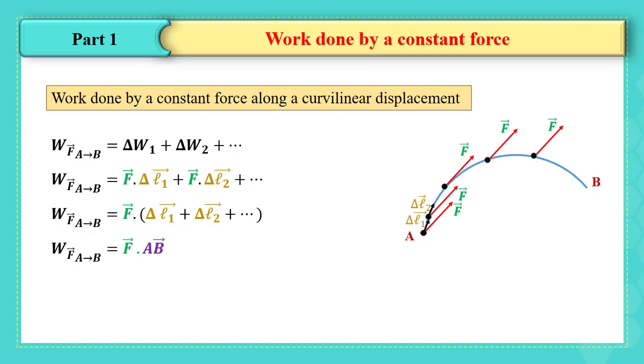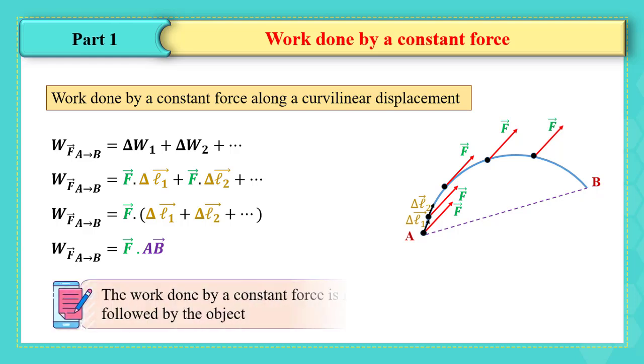equal to AB. And here we conclude that the work done by a constant force is independent of the path followed by the object. Whatever the shape of the path followed from A to B, we're going to take the vector AB in our expression to find the work done by the constant force.